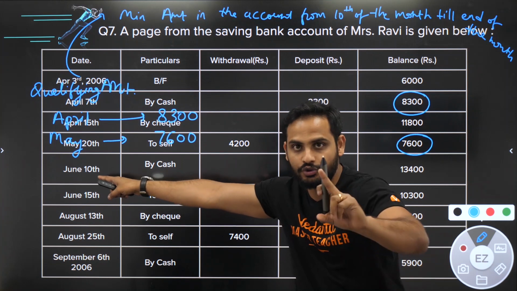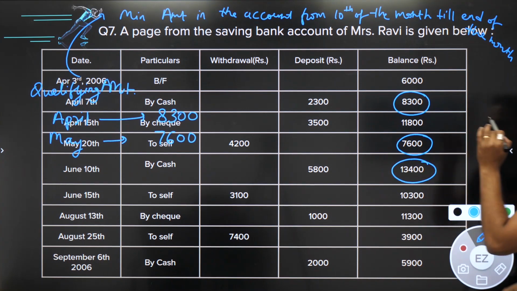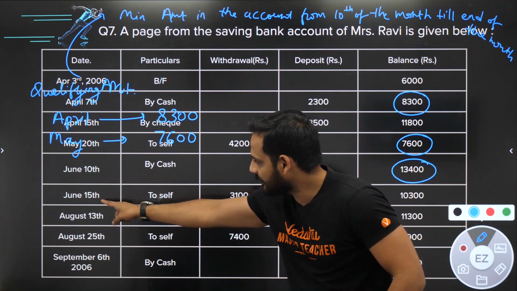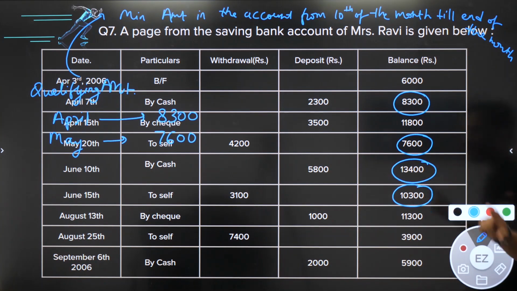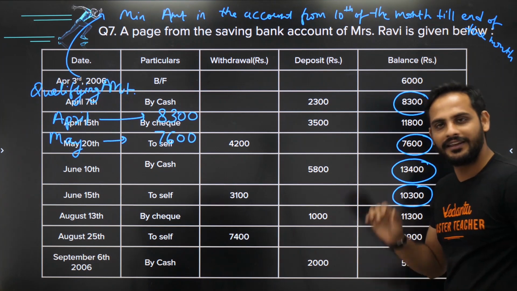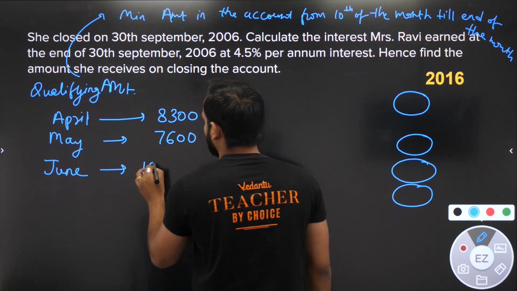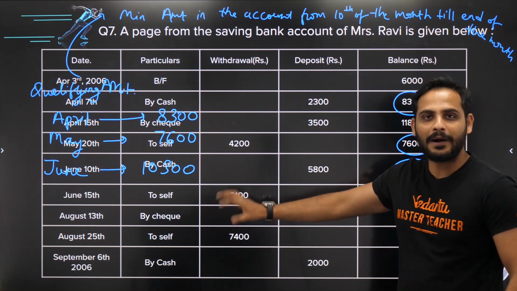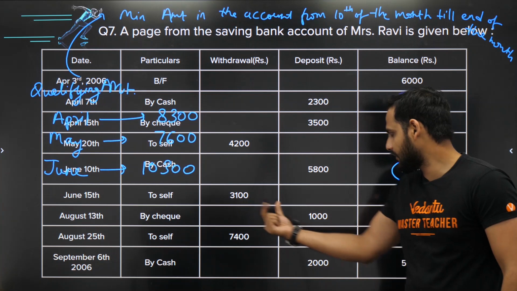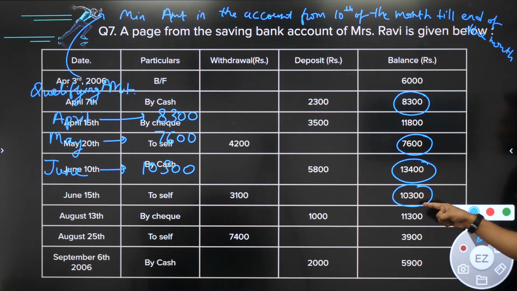Let's talk about June. Now see June 10th, that is our date. On June 10th, he has deposited an amount and it is 13,400. But on the next activity, June 15th, he withdrew something. So beta, what is the minimum amount in June? 10,300 only. So I will say that, sir, for June, it will be 10,300. If you would not have done this withdrawal, I would say it will be 13,400. But since he has taken the withdrawal, now the minimum amount is 10,300.